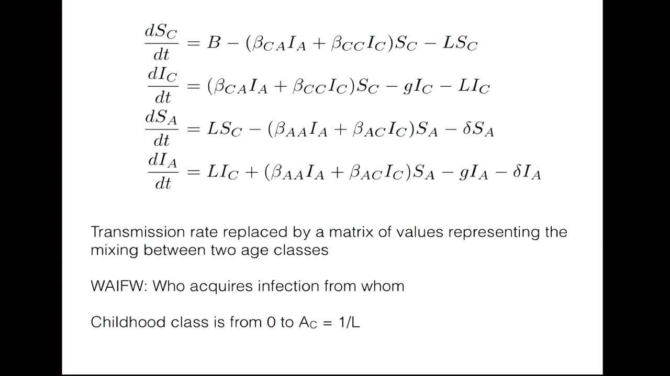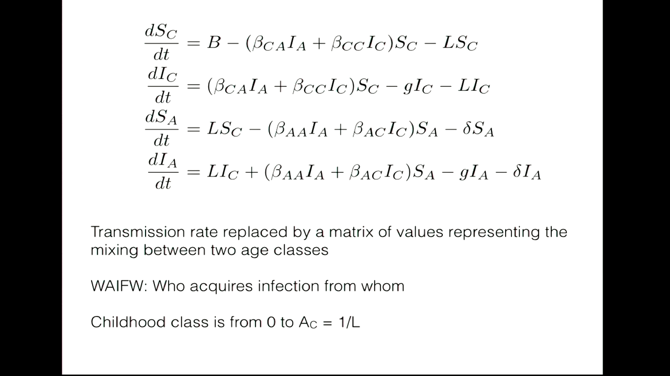So now instead of having a simple beta, you have beta with multiple indices. It's now a matrix of values that represents how you mix between the age classes. How do adults infect children? How do children infect adults? How do children infect children? So the structure of a beta term like this, which really reflects the nature of who you contact an infection with, is sometimes written as WAIFW, which is who acquires infection from whom. So the specification of the numbers in that beta matrix is really a specification of who acquires infection from whom and with what particular strength.